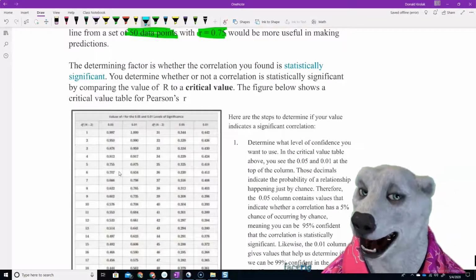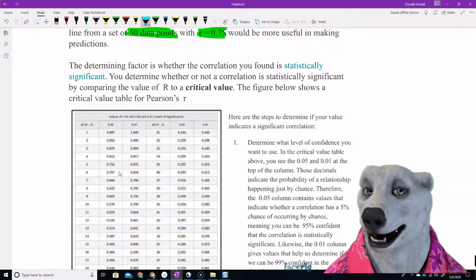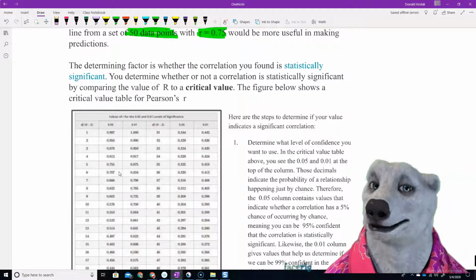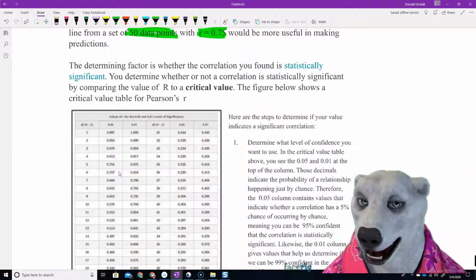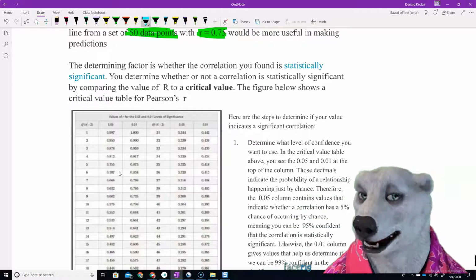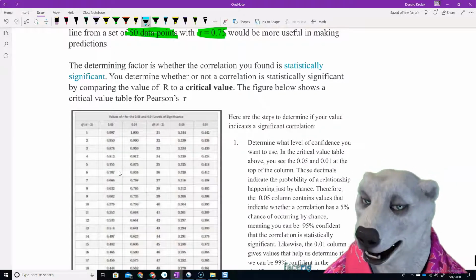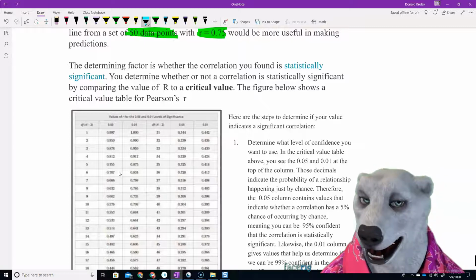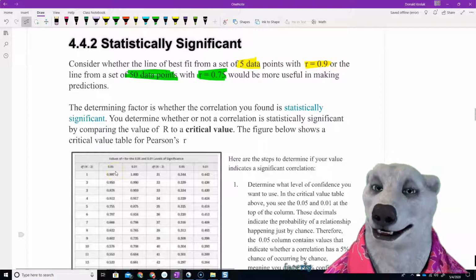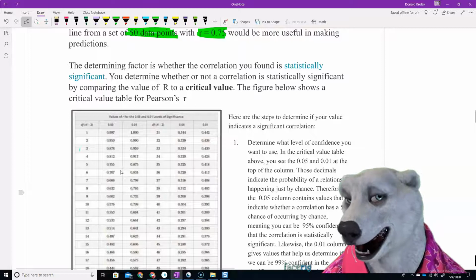So what we got up here is we got three columns. The first column right here has to do with the number of data points you're using. The way the table is set up is the row that you're going to use is the number of data points minus 2. For our first setup here in yellow, we had 5 data points, take away 2.